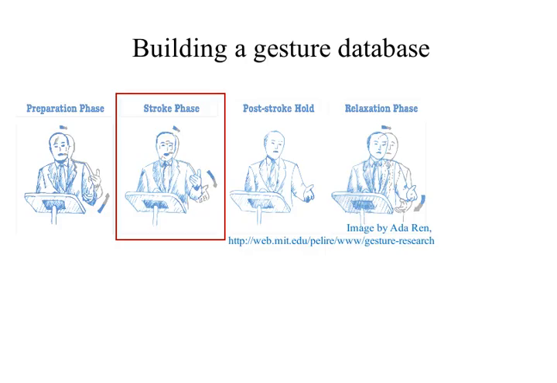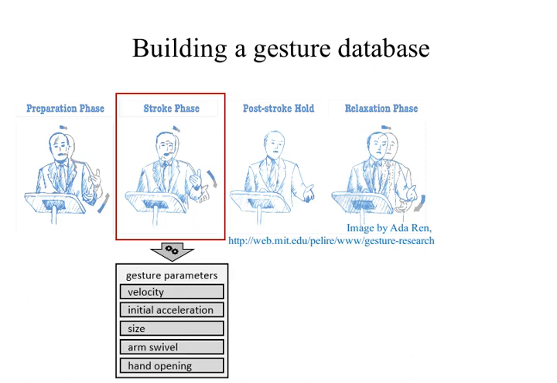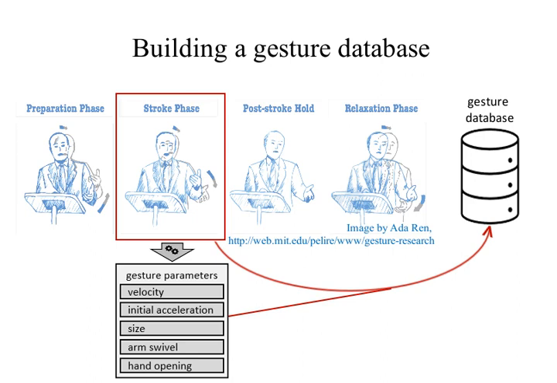The motion data is segmented by extracting individual stroke phases, which represents the expressive phase of a gesture, carrying the emphasis and meaning. We compute each stroke's gesture parameters. The stroke data, together with its parameter values, create a gesture entry in the database.